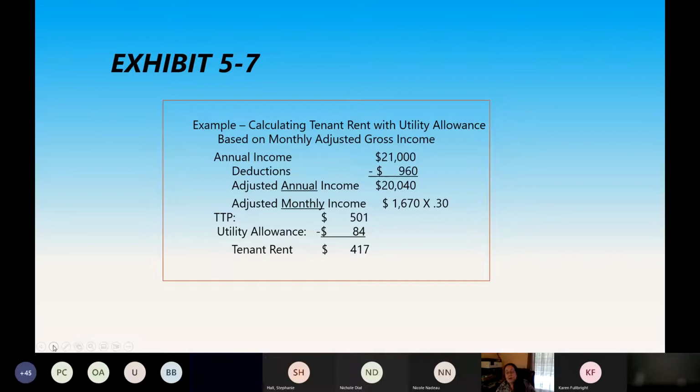So calculating tenant rent with the utility allowance, based on monthly adjusted gross income. The annual income is $21,000. Their deductions are $960. Their adjusted income is now $20,040. The adjusted monthly income, $1,670, times that 30%. So their total tenant payment would be $501. You're going to subtract the utility allowance of $84. Their total tenant payment would be $417.